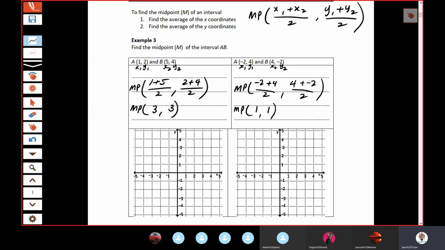Now, of course, if you want to see this graphically, it's very easy to plot. A is 1 and 2. B is 5 and 4. And if we find the midpoint as 3 and 3, that pretty much makes sense. You can see it's halfway between them. And same thing for this one, but we're not going to do that.